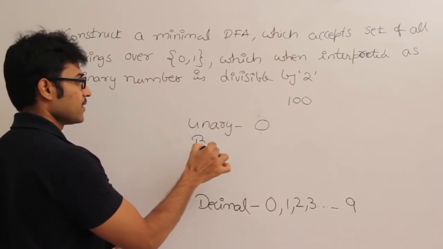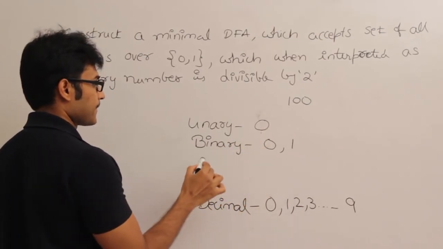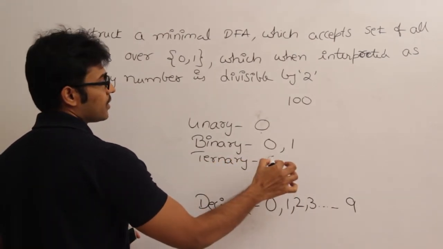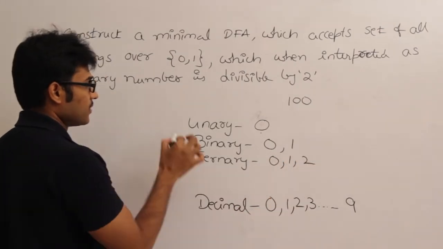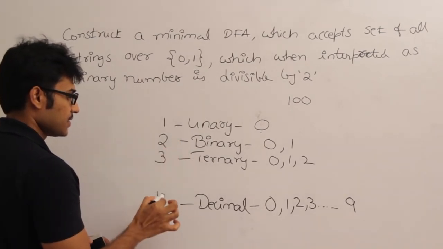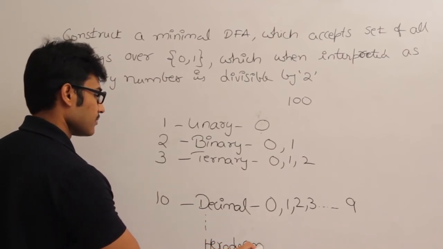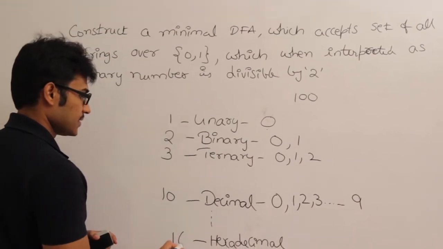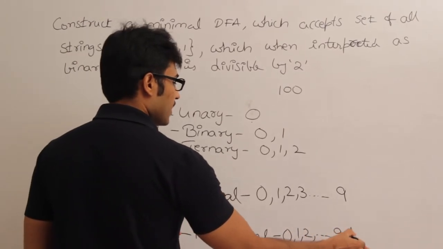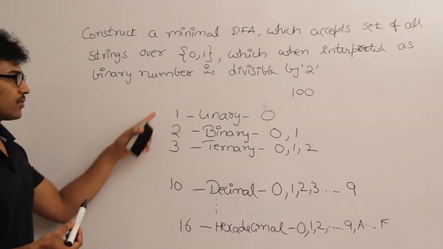And the other number systems: one is binary. Binary has 2 digits, 0 and 1. And then ternary has 3, 0, 1, 2. This is base 1, this is base 2, this is base 3, this is base 10, so on. Hexadecimal, which is base 16. So it is going to be 16 symbols, 0, 1 to 9, and then A to F. This is hexa. So we shall see some interesting points about these number systems.